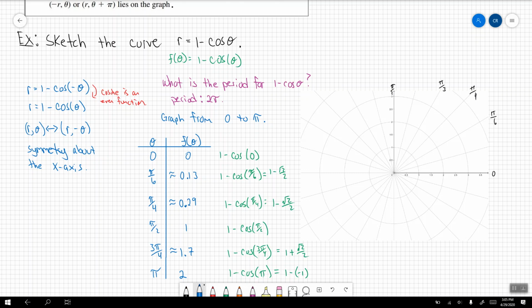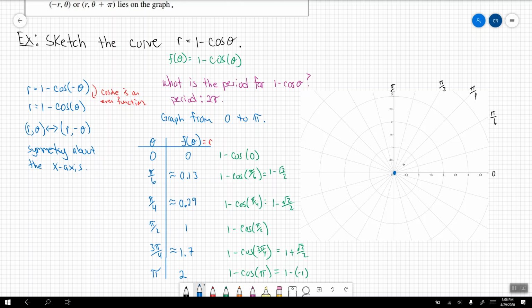So let's go with the ordered pair. I have 0, 0, so there's my first one. The next one is going to be at a radius, and remember, f of theta is another labeling for just r. So my radius here is 0.13, that's very, very small here at pi over 6.